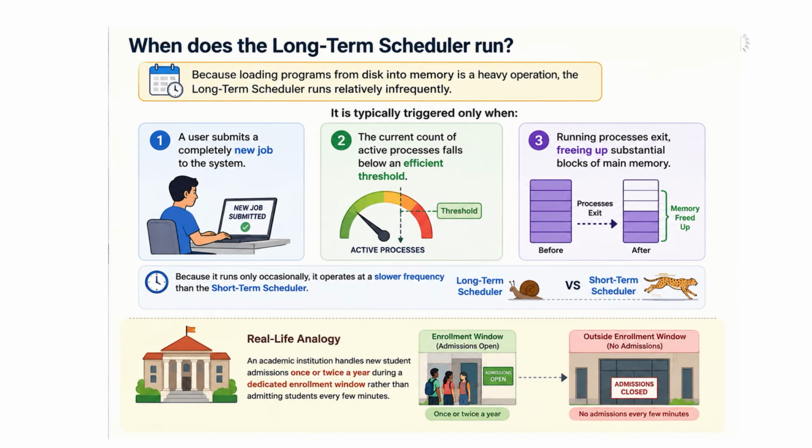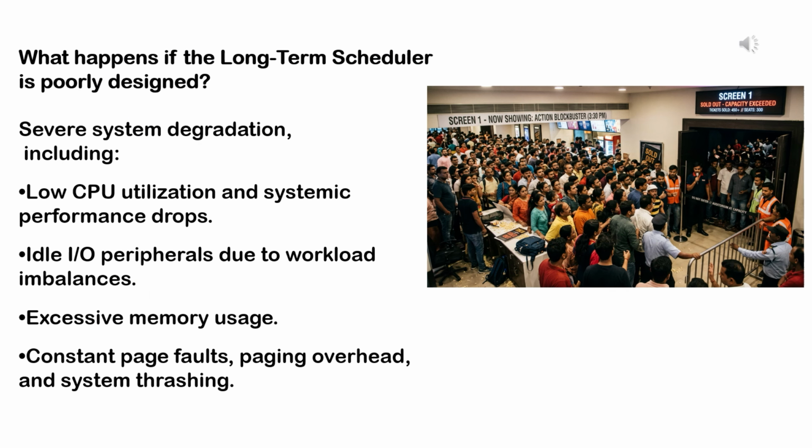Additionally, it may run whenever the number of active processes falls below an efficient level. Because these events occur occasionally, the long-term scheduler operates much less frequently than the short-term scheduler. A poorly designed long-term scheduler can significantly reduce overall system performance.